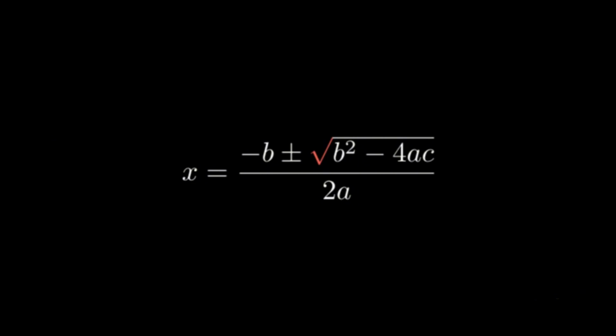When the discriminant, that's b squared minus 4ac, is positive, we get two real solutions. When it's 0, we get one repeated solution, and when it's negative, we get complex solutions. Let's work through a specific example to see how we can analyze a quadratic equation and determine its roots.